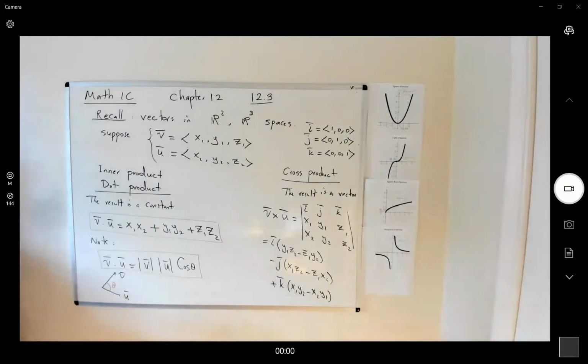There you go. Let's go over some examples, see what's going on here, how to find the dot product, how to find the cross product between two vectors.